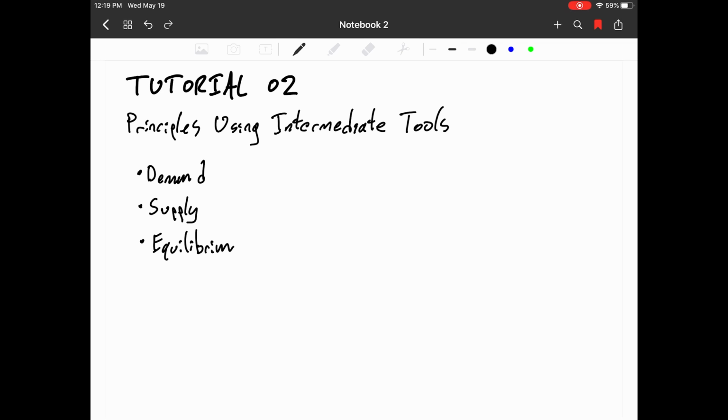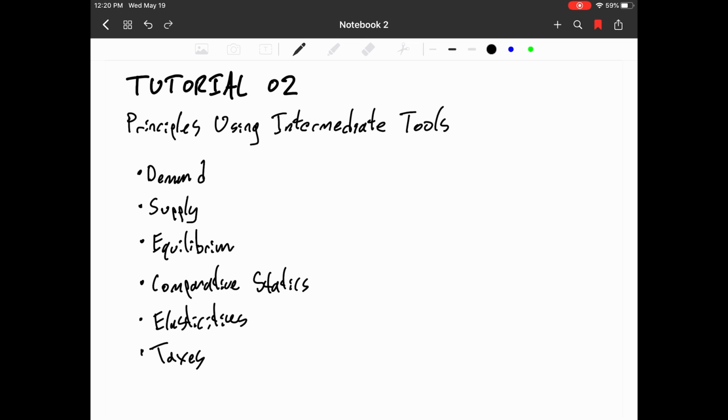Then work through what we call comparative statics. Some of you may have seen comparative statics in your intro class. Some of you will not have. Some of you may have seen comparative statics, just maybe not called comparative statics. We're going to talk about elasticities. And then we're going to close out with taxes. And this is a lot to do in one tutorial, so we're going to move relatively quickly.